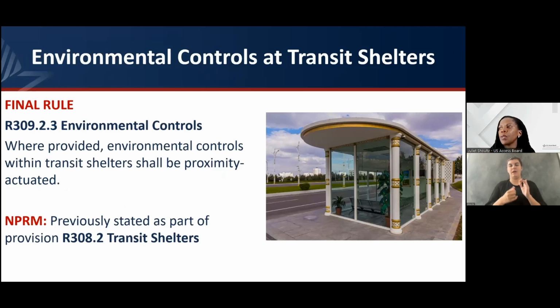In the final rule, we clarified the requirement for environmental controls. So at R309.2.3 environmental controls, where provided, environmental controls within transit shelters need to be proximity actuated. This was previously stated in the NPRM as part of provision R308.2 transit shelters.